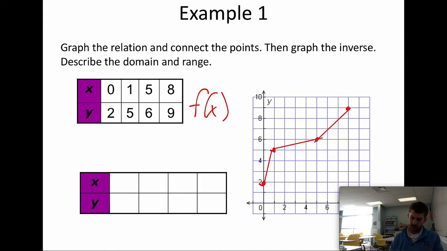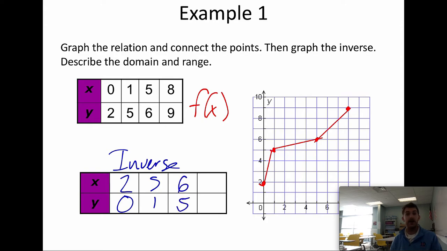For the inverse, I'm going to do that in blue. So our inverse down here. As I said in the previous slide, we're just going to literally swap the x and the y. So 0, 2 is going to become 2, 0. 1, 5 is going to become 5, 1. 5, 6 is going to become 6, 5. And 8, 9 is going to become 9, 8. So let's plot those. So we have 2, 0, 5, 1, 6, 5, and 9, 8, which should be right there.